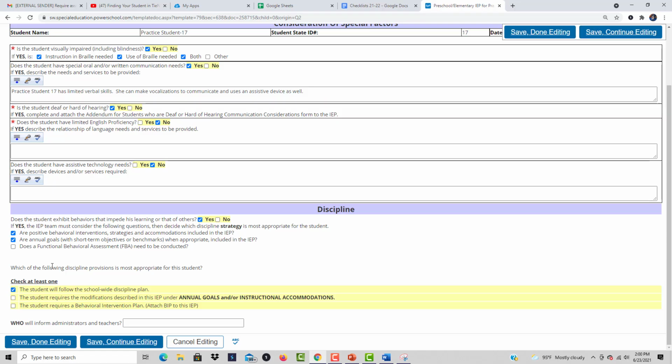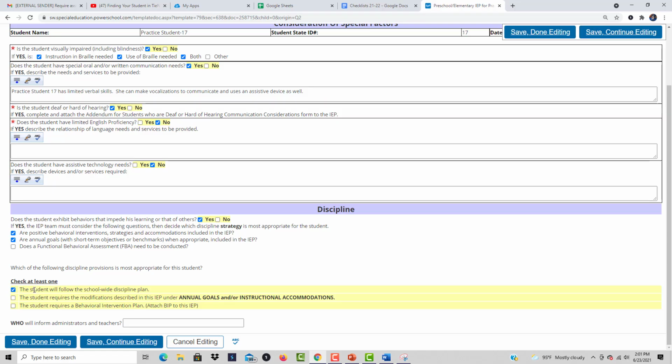And if you do check that, make sure that you put in the prior written notice that you're proposing an FBA, and you put in the timeline of when it's also expected to be completed. And an FBA is an assessment, so you want to make sure that you are also getting a consent to evaluate, and you're putting that in as well. Now, there's an entirely different video on consent to evaluate, but I just wanted to put that out there. So we're going to go ahead and say for this purposes that we don't need one of these. We don't need an FBA.